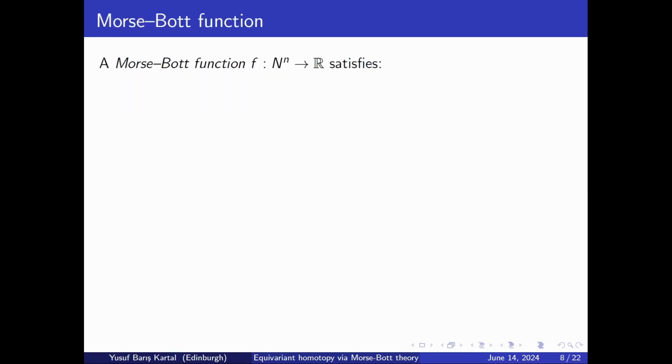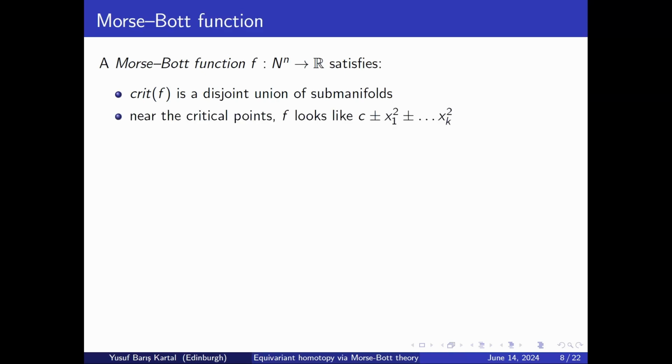Okay, let me say a little more about Morse-Bott functions. This is a generalization of Morse functions, and it's characterized by two properties. The first one is that the critical set is not just a bunch of discrete points, but a disjoint union of submanifolds. The second property is that near the critical points, the function has a very similar normal form in some local coordinates, except now you are allowing the number of variables to be less than the dimension. So the function can actually be constant, for instance.